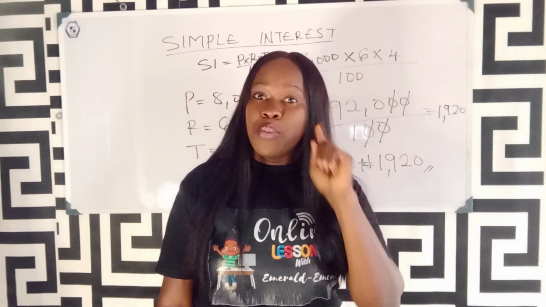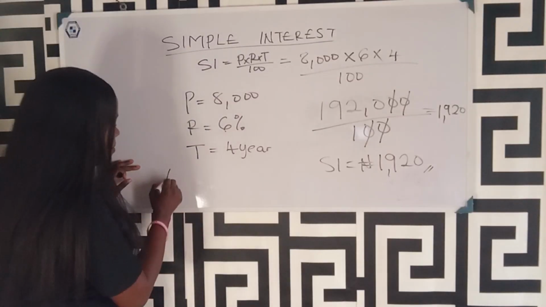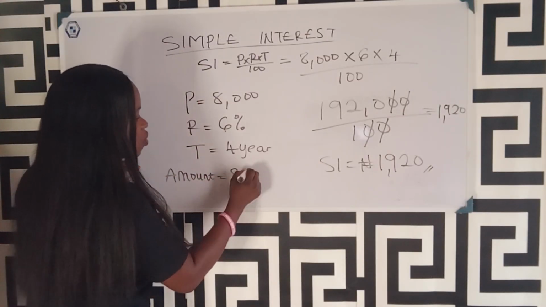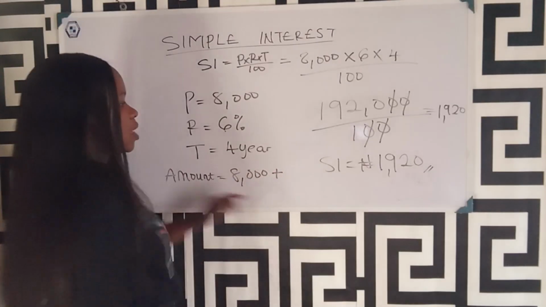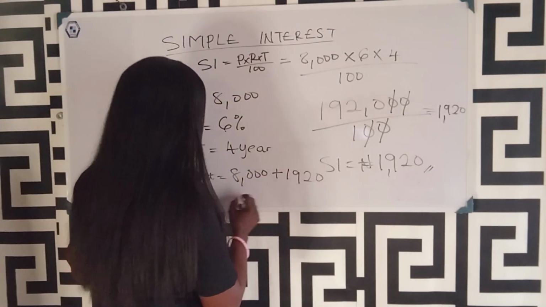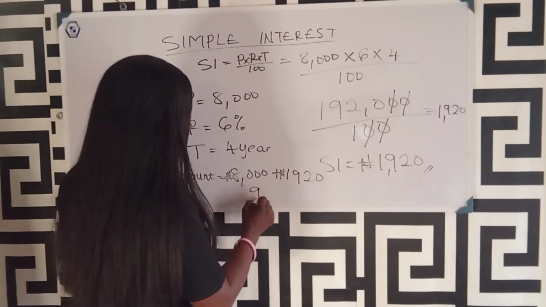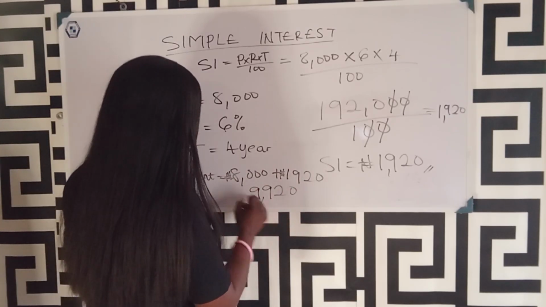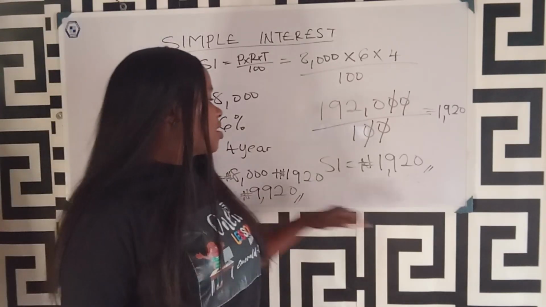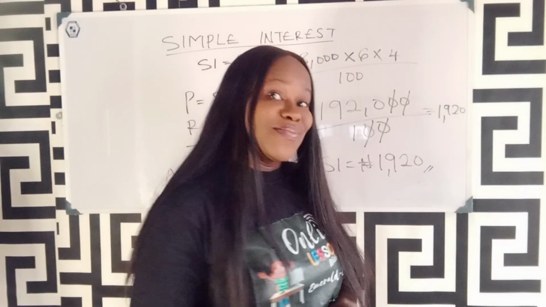The second part of the question says we should find the amount. Remember, amount is principal plus simple interest. So what's the principal here? 8,000. So for the amount equals 8,000 plus simple interest, which is 1,920 naira. So what is our total amount? 9,920 naira. That is for the amount, and then the simple interest is this. I hope you understand perfectly, and it's very simple, right?